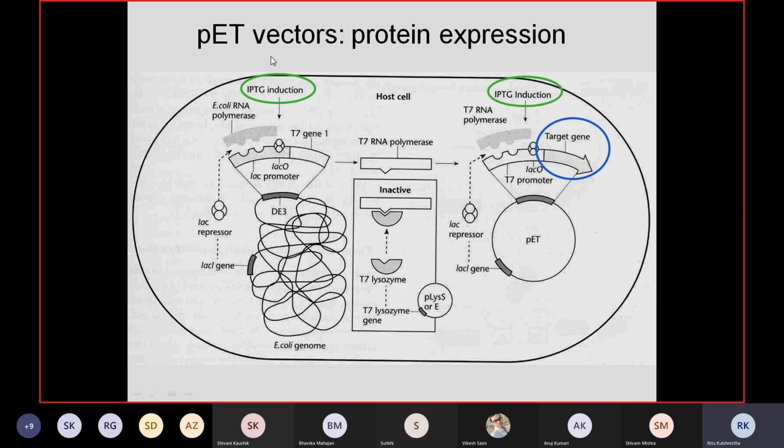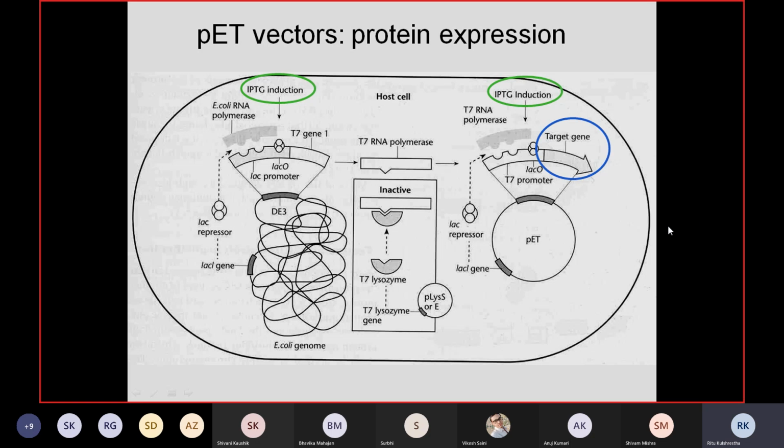Now in the cells, if I expose them to IPTG, what will happen? IPTG, which is a lactose analog, will bind to the LAC repressor, and the LAC repressor will no longer be able to bind to the LAC operator. If the LAC repressor is not bound here, then in response to IPTG treatment the expression of T7 RNA polymerase is very high. And this T7 RNA polymerase that is made goes and binds to this T7 promoter, and induces the expression of our gene.